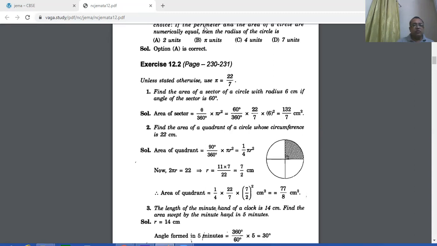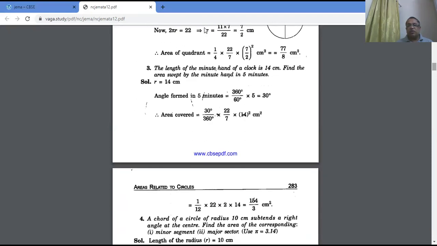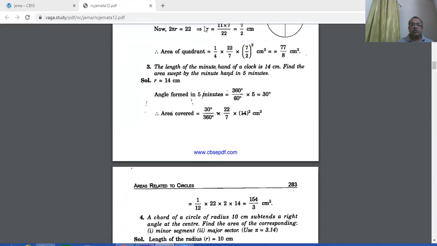Questions are easy. Now the third one is an important question. The length of the minute hand of a clock is 14 centimeter. You have to find the area swept in 5 minutes. A very, very important question. Area swept by the minute hand of the clock in 5 minutes. Now this is the clock and what is going to happen? The area swept in 5 minutes will be something like this.